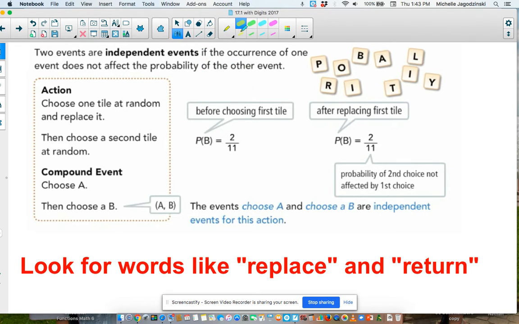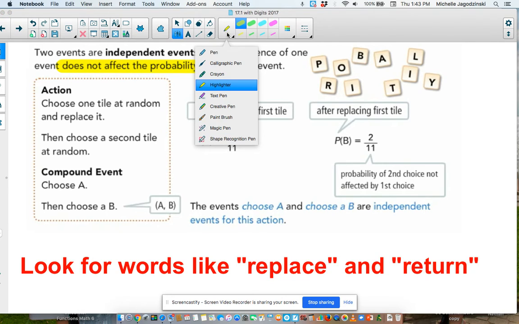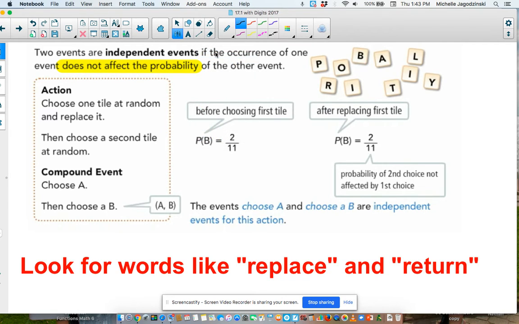And that is what's super important. It does not affect the probability. So what I do in my first action will not have any impact whatsoever on my second action. That's what independent means. They are 2 separate things that are happening that have no impact on each other.